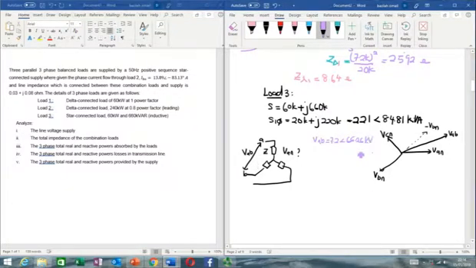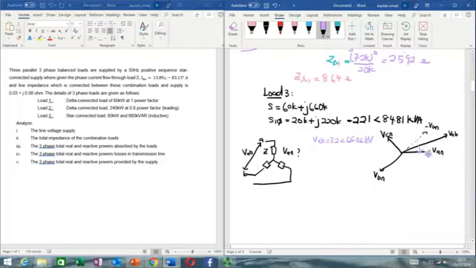Okay, so kV. We have angle VAB is 66.26. If you want to find the angle for VAN, it's from here to here, clockwise.